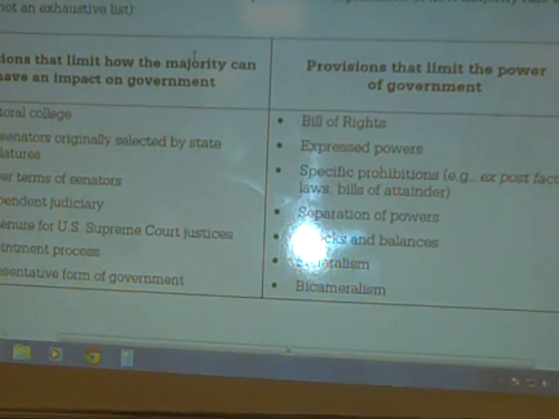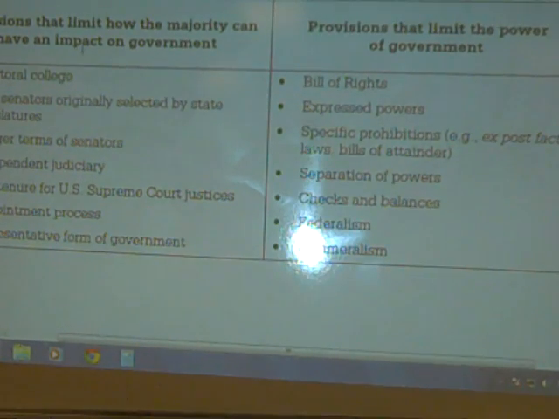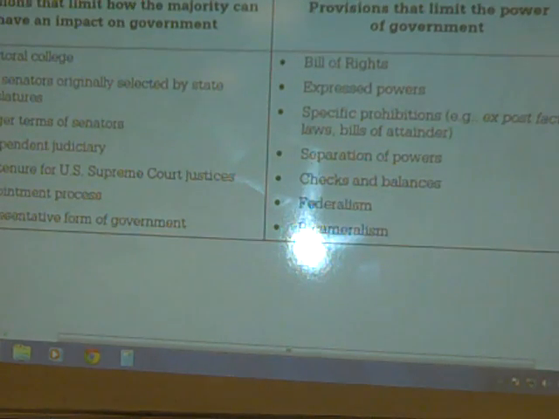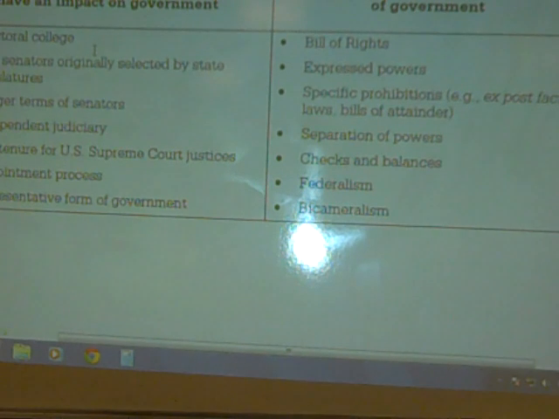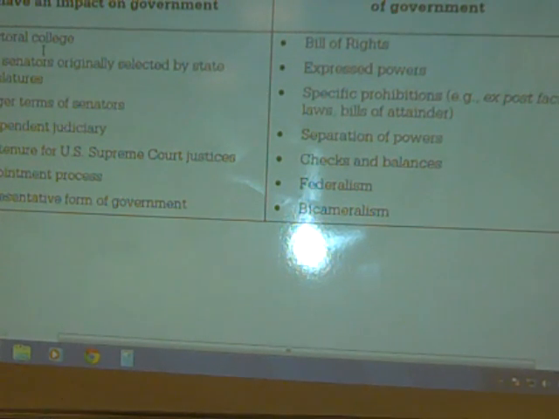Any of the following can be used, and this is not an exhaustive list, so I guess there must be other stuff. Okay, here's some stuff that limits how the majority can have an impact on government. The Electoral College limits the power of the majority by creating a layer in between the people and the election of the president. The idea was these elites can sort of edit the vote of the people if it doesn't make any sense. U.S. senators were originally selected by state legislatures. That's a limit on majority rule. We said, okay, we're going to indirectly choose them.